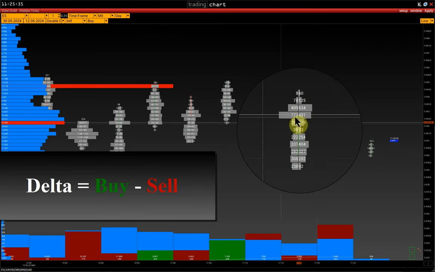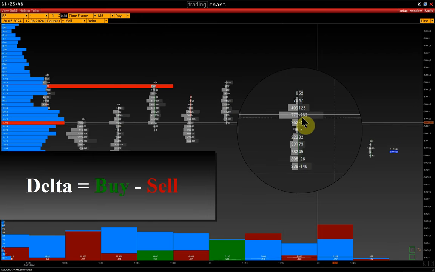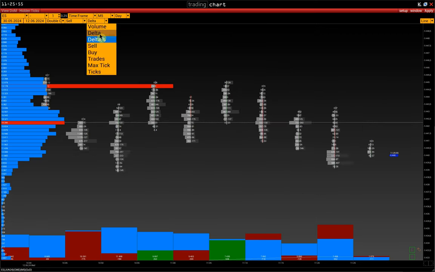Thus, the delta at this price will be equal to the difference between 491 and 773, and is equal to minus 282. That is, sales prevailed at this price.